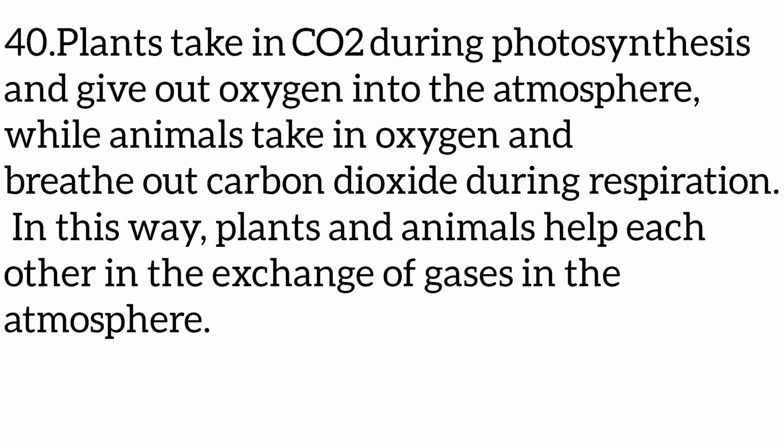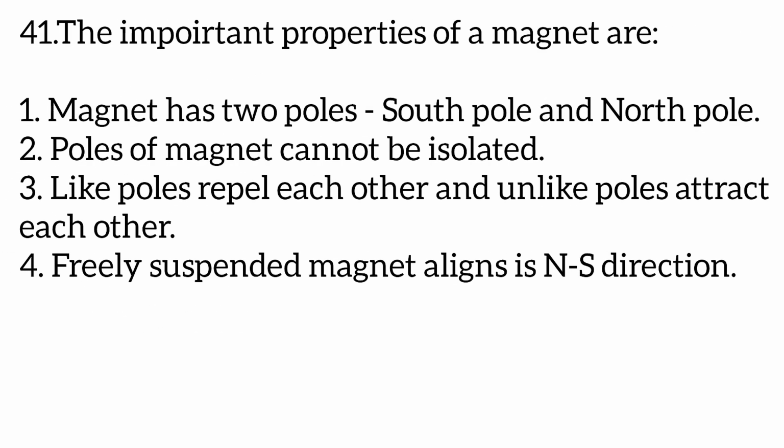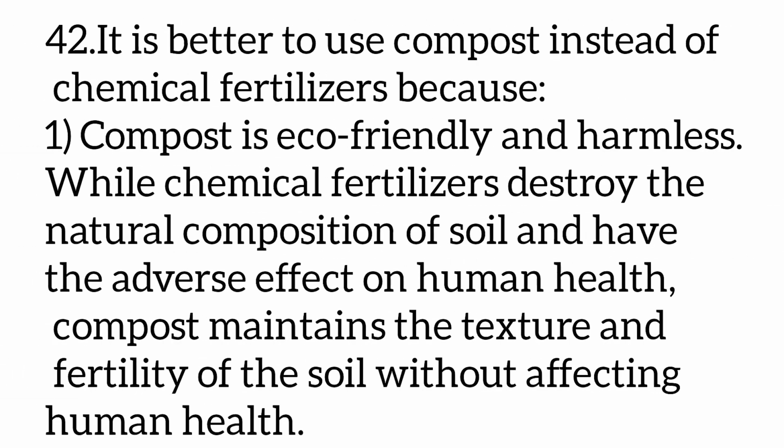So then 40 number, how do the plants and animals help each other in exchange of gases in the atmosphere? Plants take in CO2 during photosynthesis and give out oxygen into the atmosphere, while animals take in oxygen and breathe out carbon dioxide during respiration. Then 41, write three main properties of a magnet. Magnet has two poles, that is the south and north pole. Poles of a magnet cannot be isolated. Like poles repel each other, unlike poles attract each other.